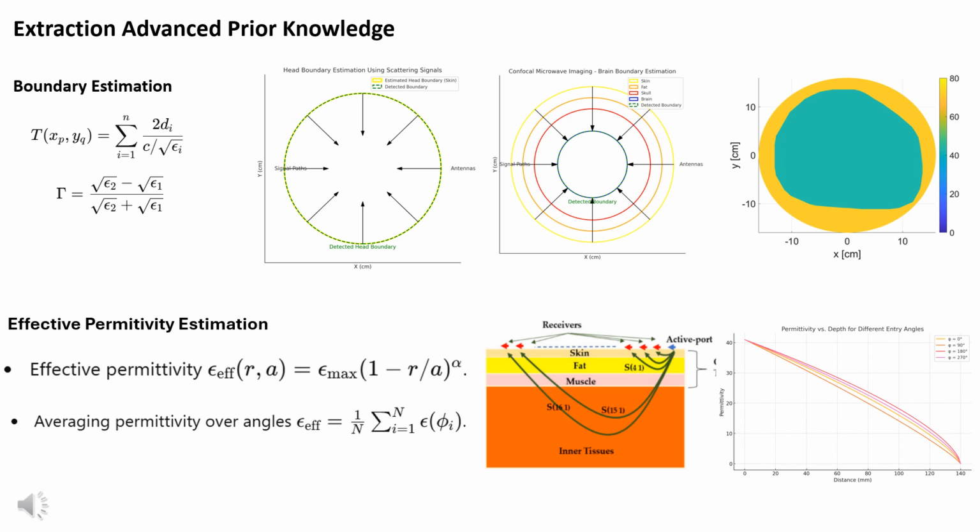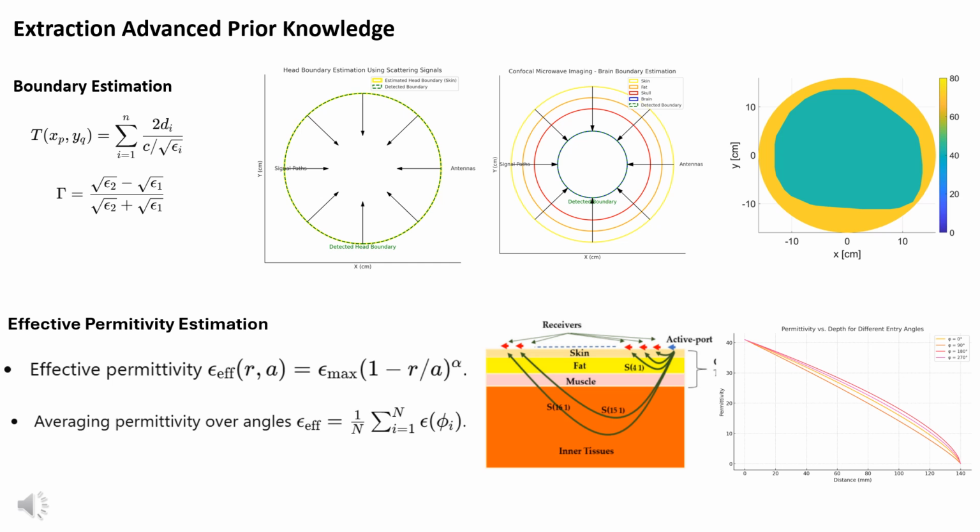For boundary estimation on the left, the slide introduces two key formulas for estimating boundaries within the head using microwave imaging techniques. The time delay formula calculates the total time delay for electromagnetic waves to travel through multiple layers of tissue. Each layer has a thickness, d, and a relative permittivity, epsilon i. The time delay depends on the speed of the waves through each layer, which is influenced by the permittivity. The longer the delay, the deeper or more resistive the tissue, giving us clues about where tissue boundaries might exist.